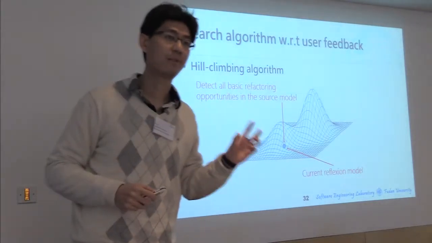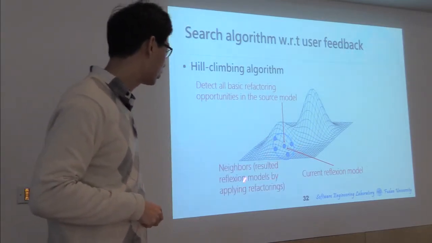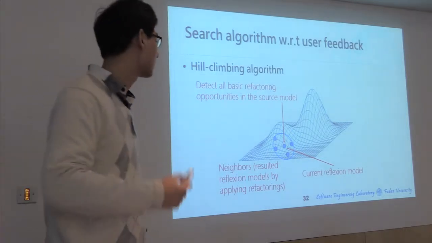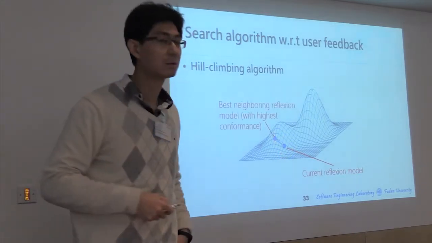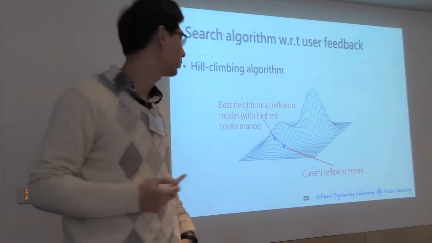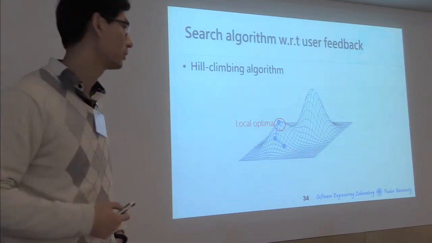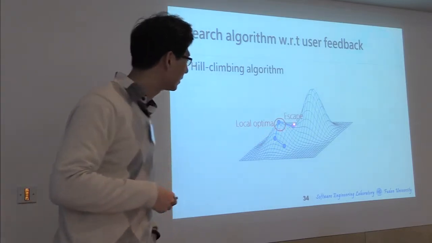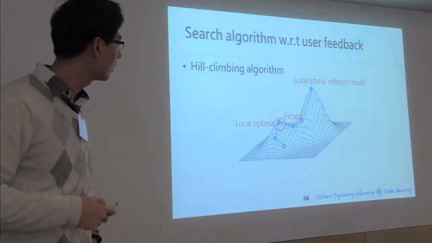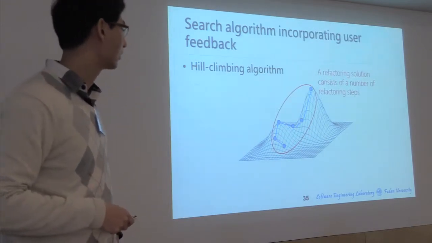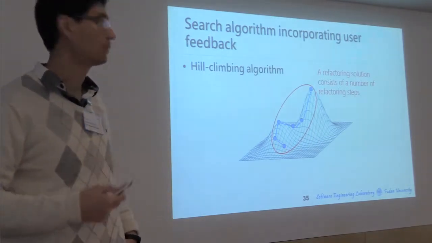We apply each reflection opportunity to the source model. Therefore, we will have a number of new reflection models, which are regarded as the neighbors. And afterwards, we're going to choose the best neighbor, and so we can move to the best neighbor. By this means, we can quickly reach a local optimum. In our approach, we set a threshold for the number of escapes from a local optimum. And when the number of escapes runs out, we reach a suboptimal reflection model. Therefore, the final reflection solution consists of the path from the original reflection model to the final suboptimal reflection model.